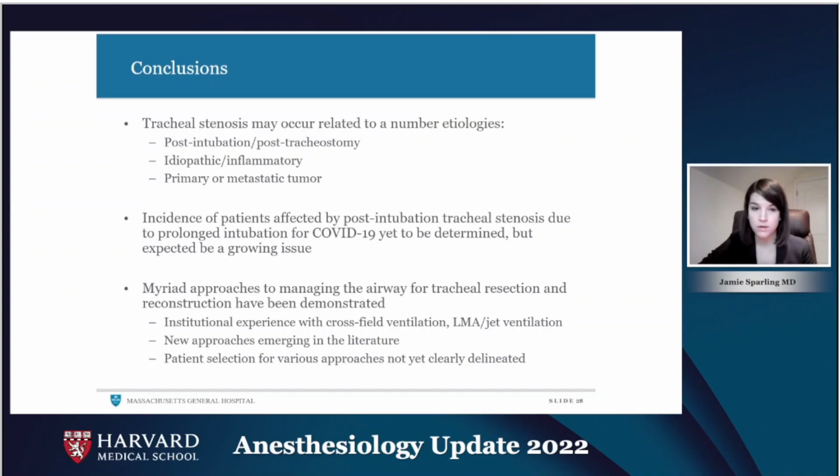Finally, there's been a myriad of different approaches to managing the airway for tracheal resection and reconstruction surgery. We described our institutional experience with traditional cross-field ventilation, as well as newer techniques working with a laryngeal mask airway and passing a jet ventilation catheter, as well as troubleshooting these techniques and some of the advantages of the different conduits. There's also been many other new approaches using regional anesthesia or extracorporeal support, which have emerged in the literature. There, however, is little guidance and further research needed for patient selection to utilize the different approaches.